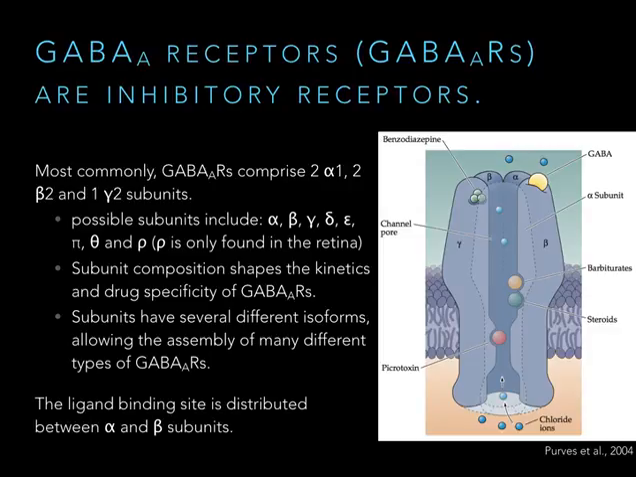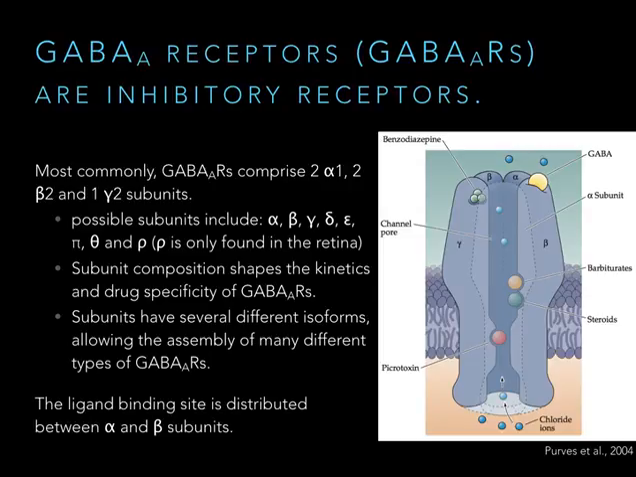GABA-A receptors are going to allow chloride to move across the membrane, and so they are going to be inhibitory receptors. They're made of a variety of subunits. Again, you won't need to know them. You should just know that there are many of them. And the different subunits are going to create different kinetics and drug specificity for the different GABA receptors. The GABA receptors are going to be pentamers of their different subunits, and the ligand binding site is between an alpha and a beta subunit, so you need at least an alpha and a beta.